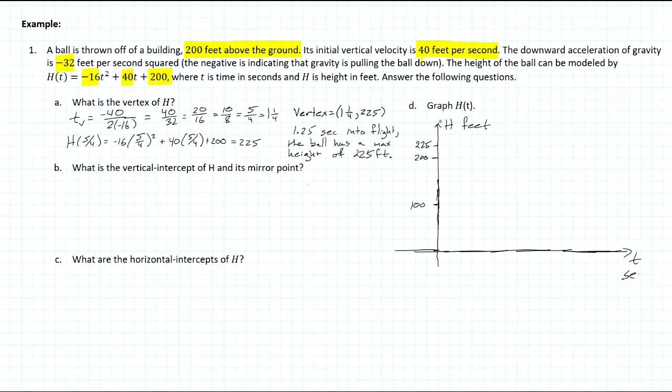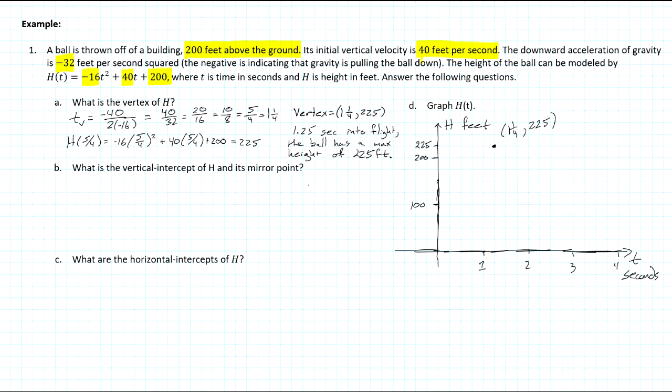T in seconds. Okay, so I've got 1 1/4 seconds in. Let's do 1 second, 2 seconds, 3 seconds, 4 seconds would be out here. That way I can get quarters in here. So at 1 1/4 seconds, we have a maximum height of 225.